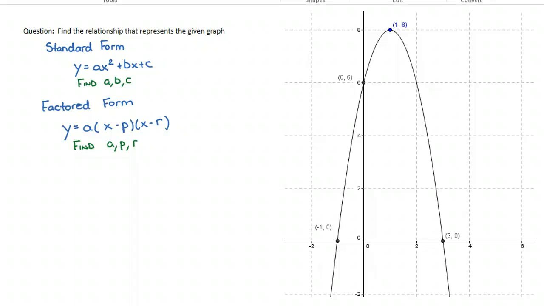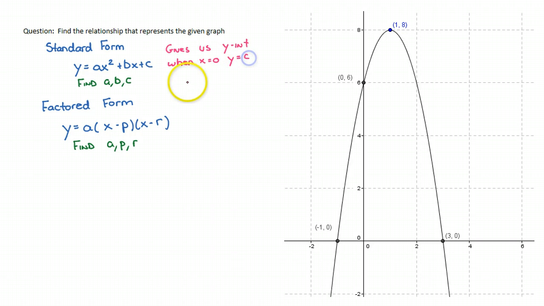Just as a little recap, remember that standard form gives us the y-intercept. We can read the y-intercept directly from this form because y-intercepts occur when x is 0, and when x equals 0, y is going to equal c. So the y-intercept is going to be 0, c. Factored form gives us the x-intercepts.